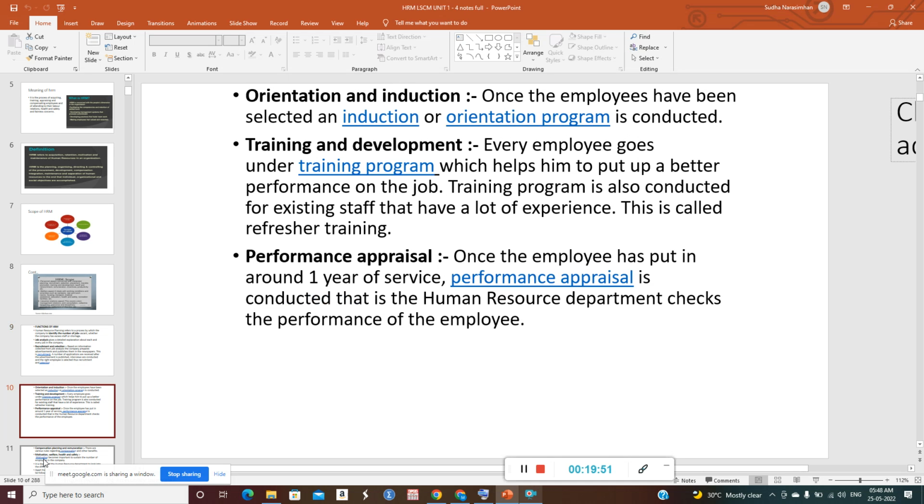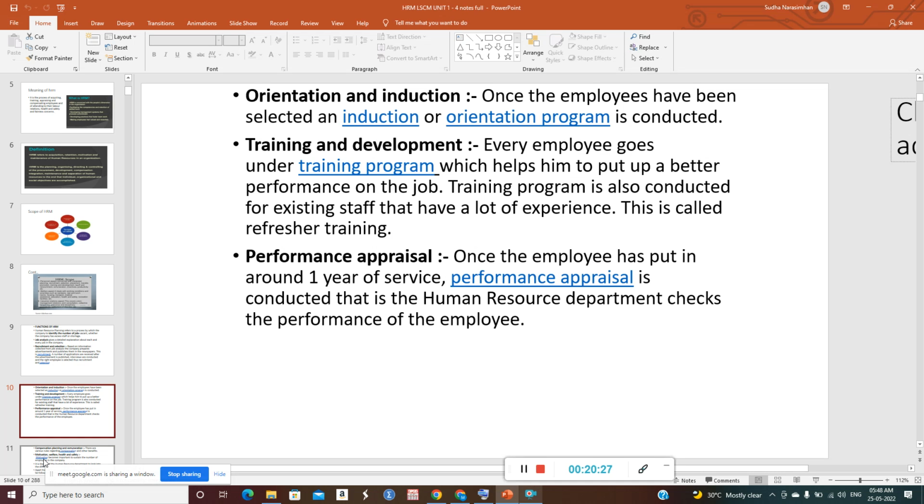The next important function of human resources is orientation and induction. Once the employees have been selected, the induction or orientation program has to happen. Now, what does this induction or orientation mean? An orientation program is nothing but making the rules, the regulations, and the situation in the organization familiar to the employees, to the newly recruited personnel.